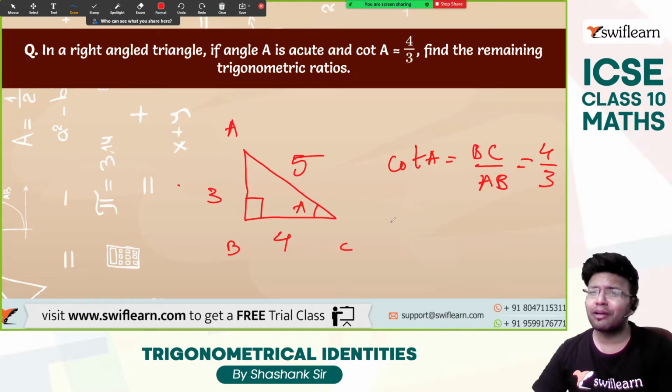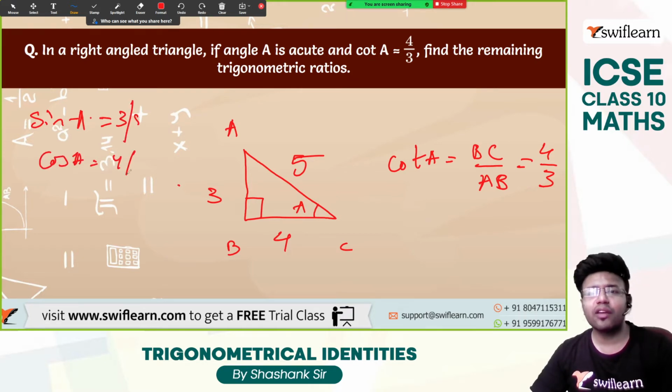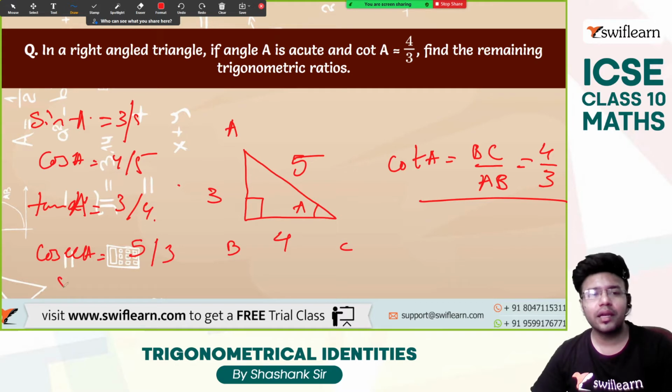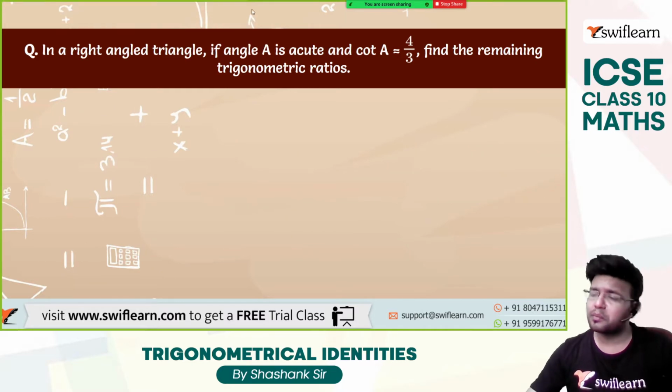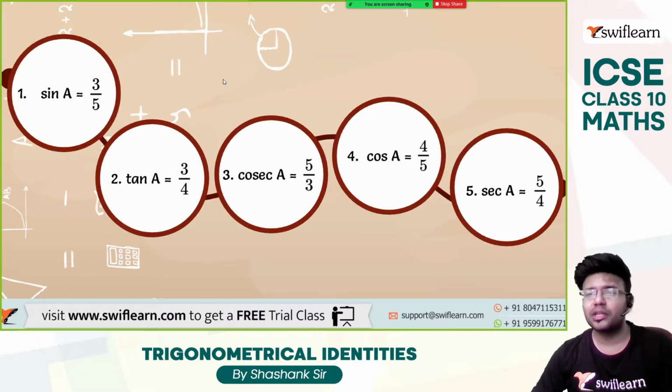Now find the remaining trigonometric ratios. How much is sine A? 3 by 5. Cos A, 4 by 5. Tan A, 3 by 4. Cot A we already have. So cosec A, the inverse of sine, is 5 by 3. Sec A, the inverse of cos, is 5 by 4. This is how we find the remaining trigonometric ratios.